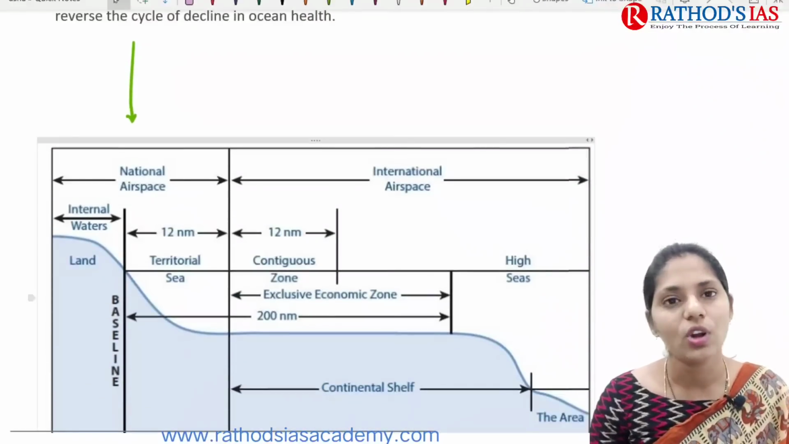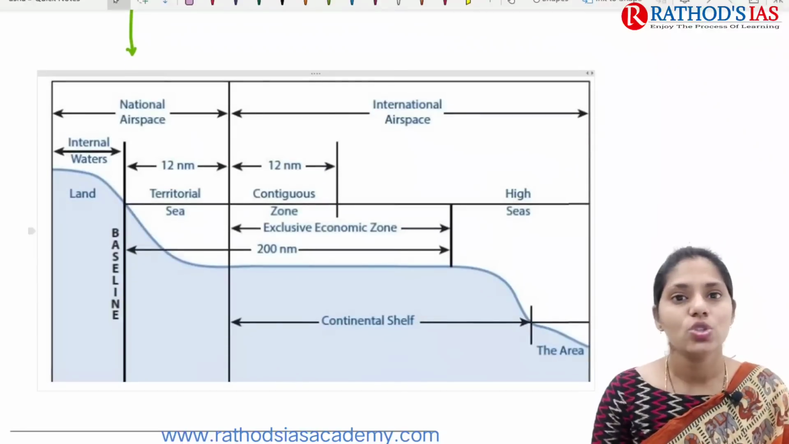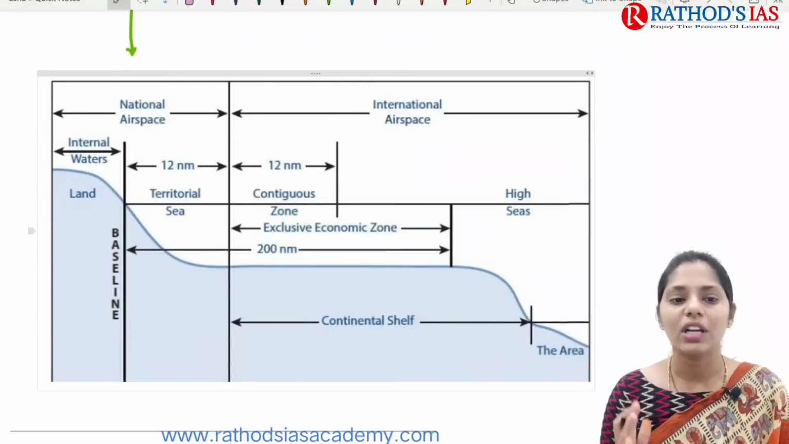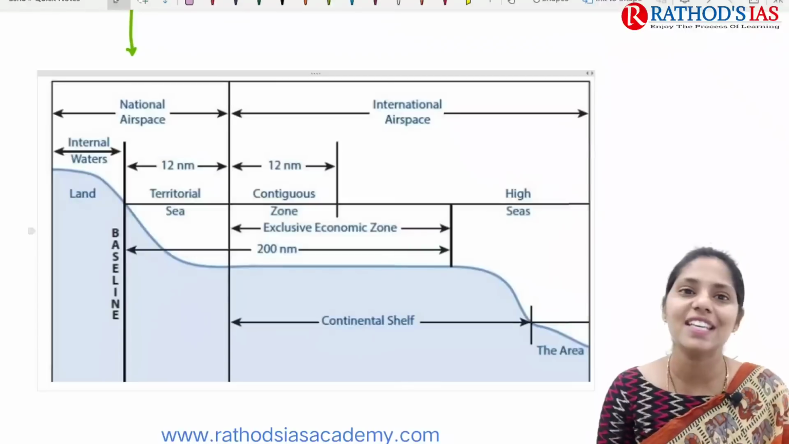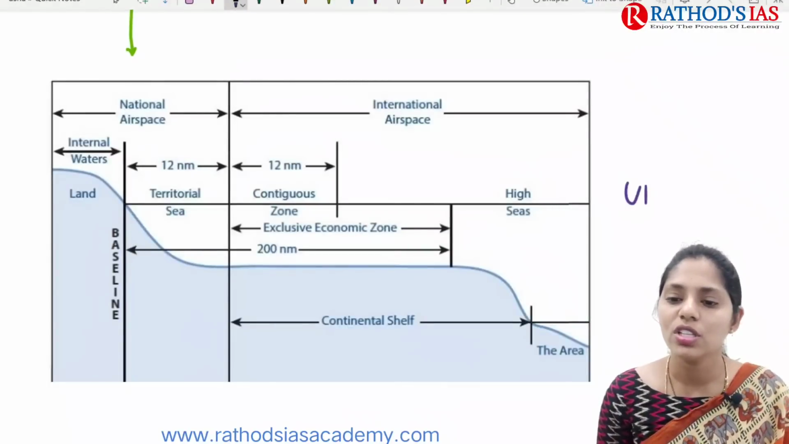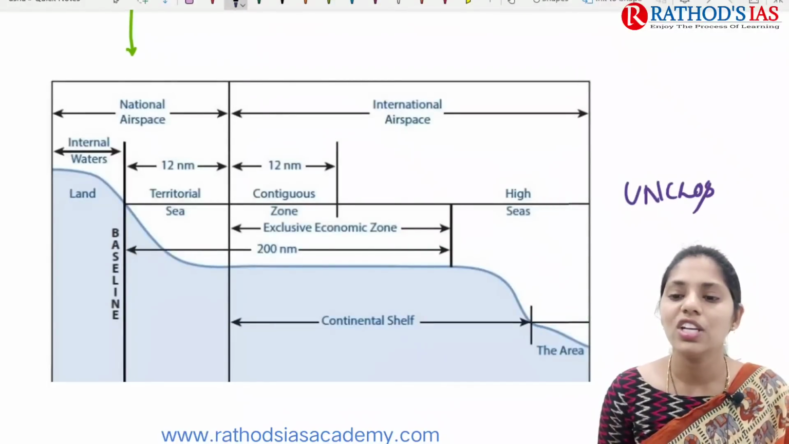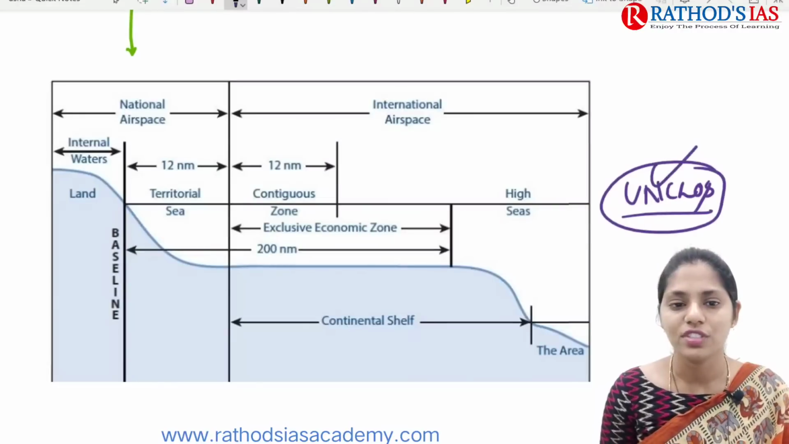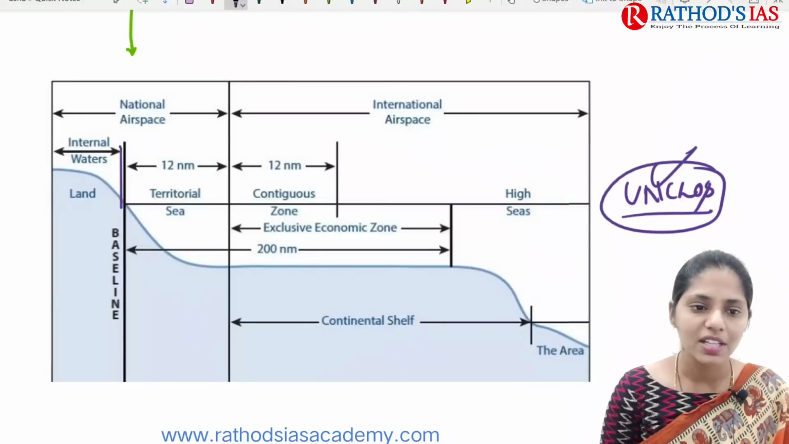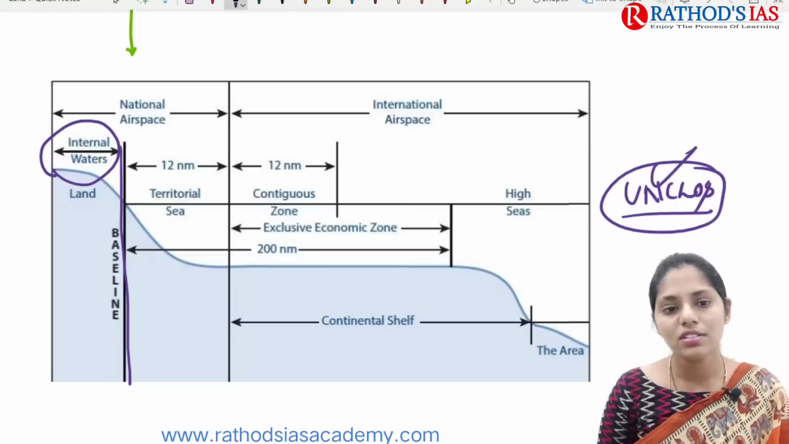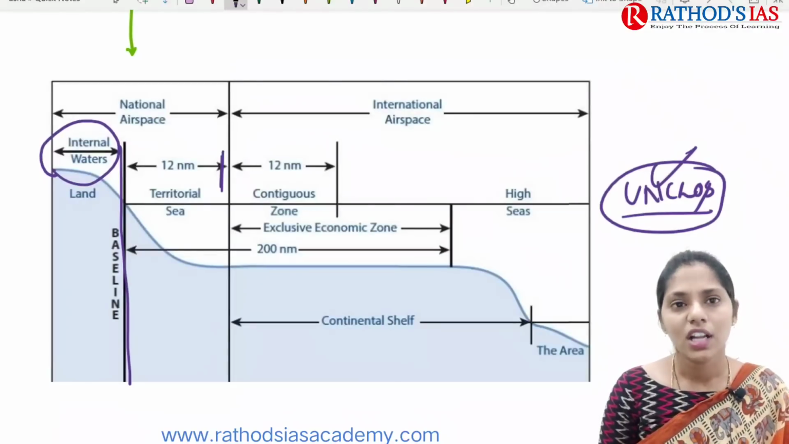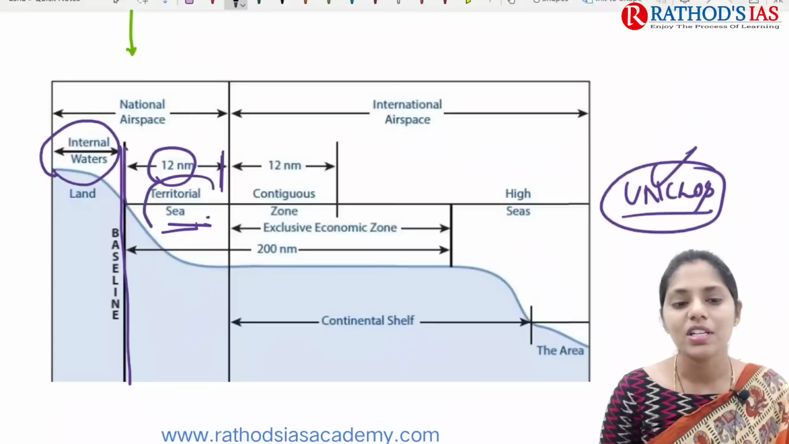So ocean health, if you look at this image, you can see it is talking about internal waters, territorial sea, contiguous zone, exclusive economic zone, and high seas area. It is according to UNCLOS, the United Nations Convention on the Law of the Sea. So here this is the baseline. Water inside the baseline comes under internal waters. Territorial sea is from the baseline till 12 nautical miles.